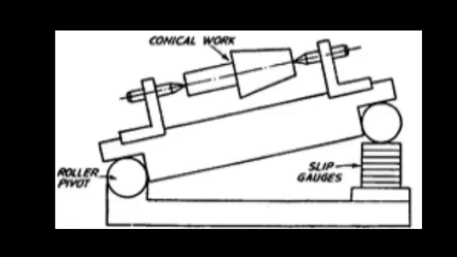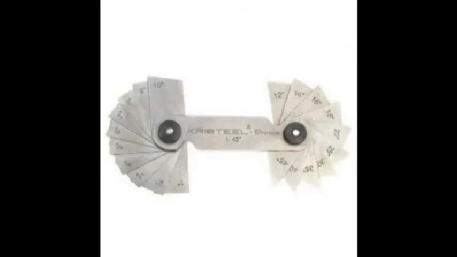Since the work is held axially between the centers, the angle of inclination will be half the included angle of the work. The use of sine centers and sine tables provides a convenient method of measuring the angle of a taper plug gauge.